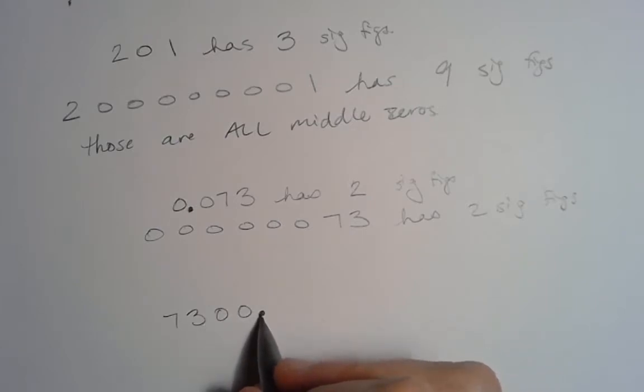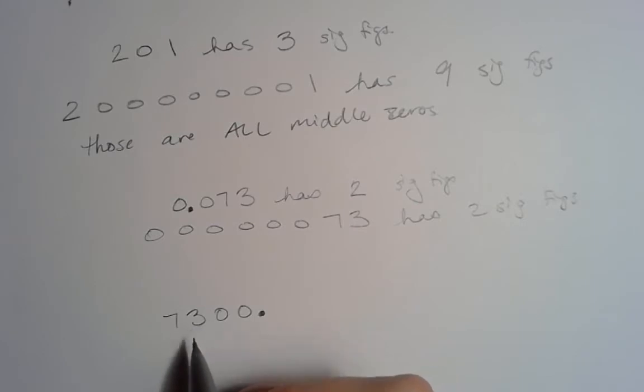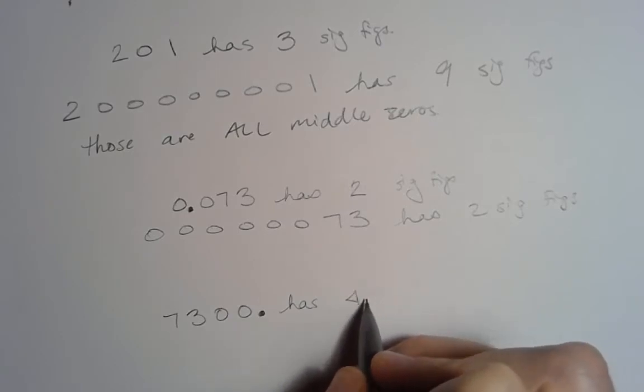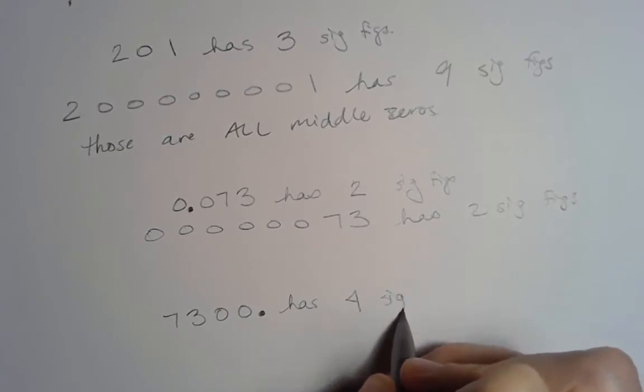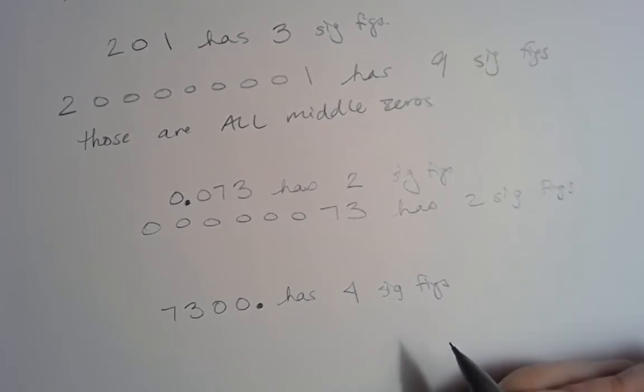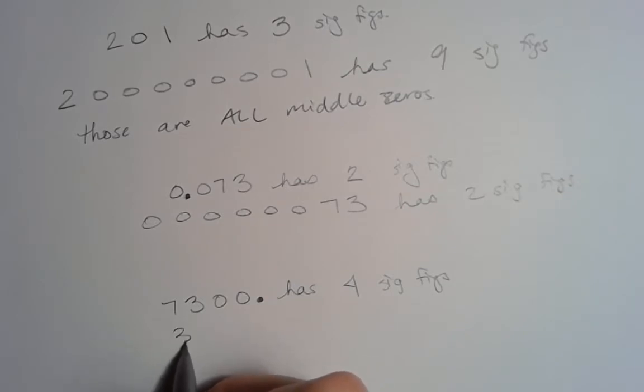Great, so we wrote the decimal. Therefore, 7 is significant, 3 is significant. Those we knew. These are ending zeros with a trailing decimal. That 0 is significant, and that 0 is significant. This one has 4 significant figures. We'll do another one like that.